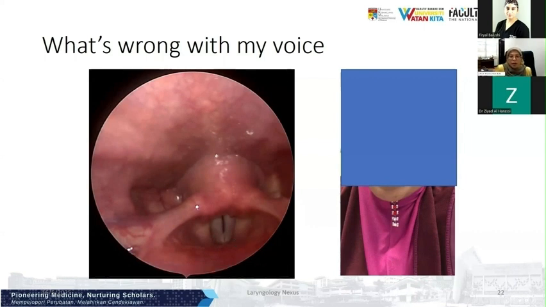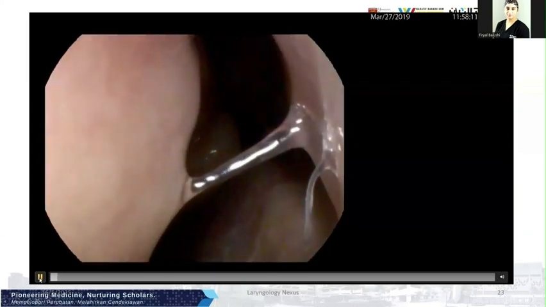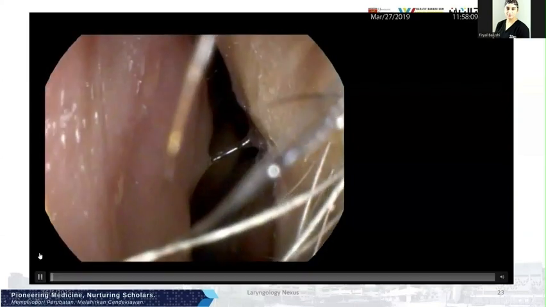So this is where stroboscopy is really, really pertinent, when someone complains of hoarseness, but you can't see any lesion, and you can't find out the diagnosis. And now this patient is re-examined using a laryngostroboscopy. This is the nose part.